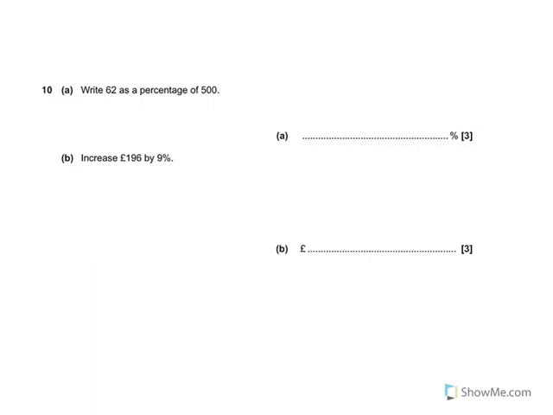Question 10a. Write 62 as a percentage of 500. Whenever anyone asks you to write a number as a percentage of another, just simply write it as a fraction first. So on your calculator, 62, you know the fraction button you have, out of 500.